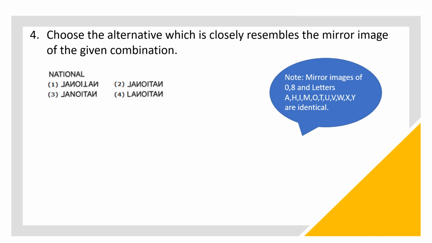So for national, first in step 1, how to write? First write L, A, N, O, I, T, A, N. Now find out the mirror image of this for each individual letter. Find out the mirror image.